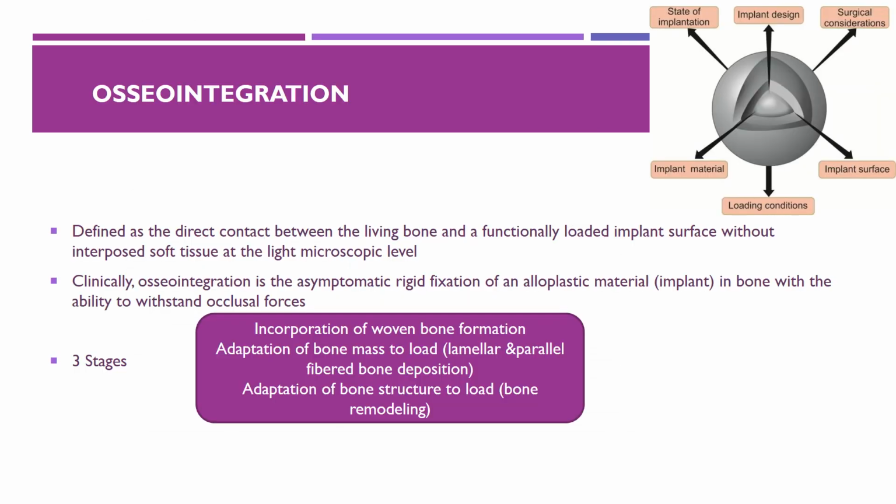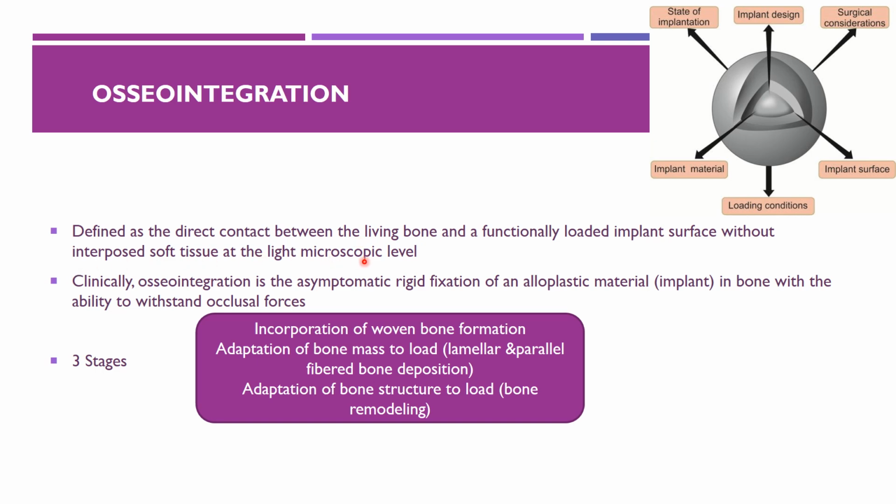So coming to the healing part, that is the osseointegration. This is important. So what do we mean by osseointegration? This is what we need to achieve after the implant placement. It determines the stability and the success of implant placement. Osseointegration is defined as a direct contact between living bone and a functionally loaded implant surface without interposition of soft tissue at the light microscopic level.